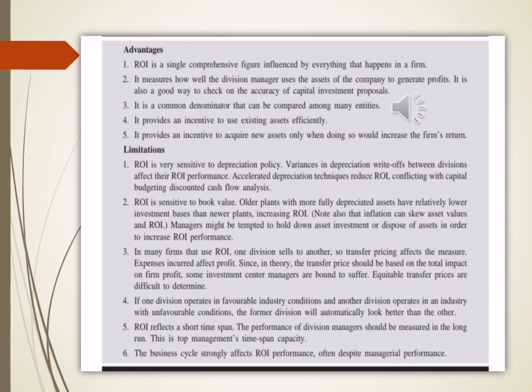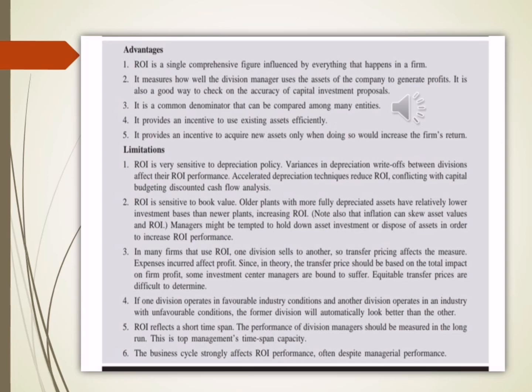Number three, in many firms that use ROI, one division sells to another. So transfer pricing affects the measure. Expenses incurred affect profit, since in theory the transfer price should be based on the total impact on firm profit. Some investment center managers are bound to suffer. Equitable transfer prices are difficult to determine.